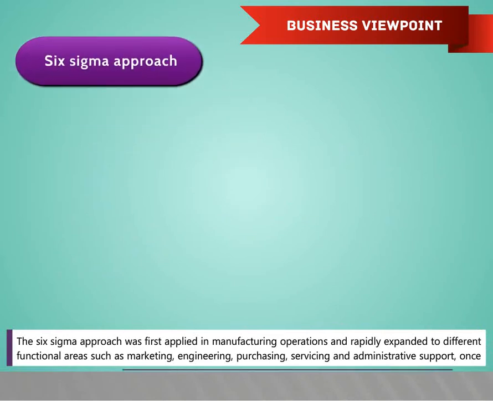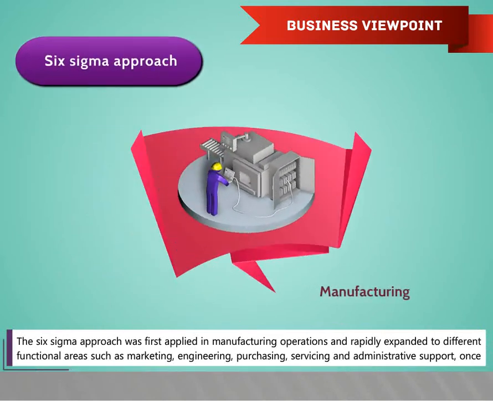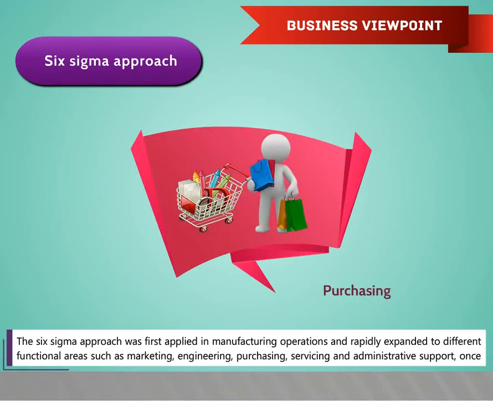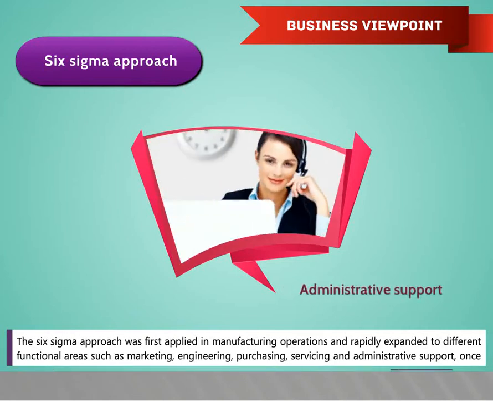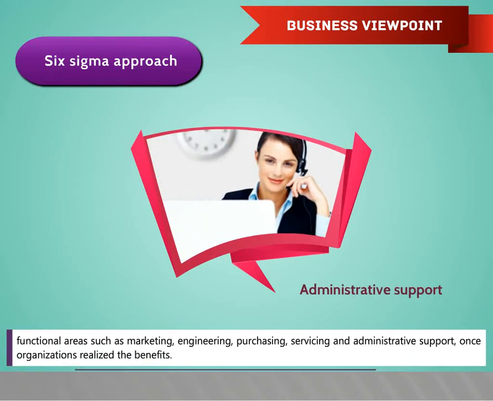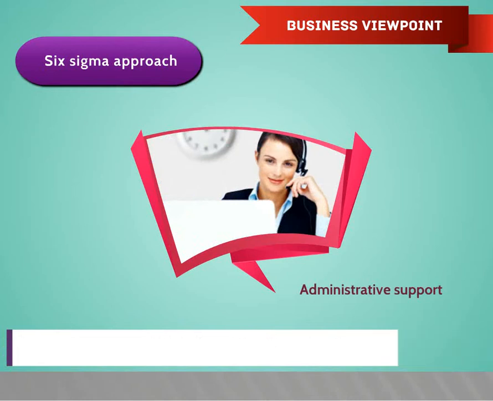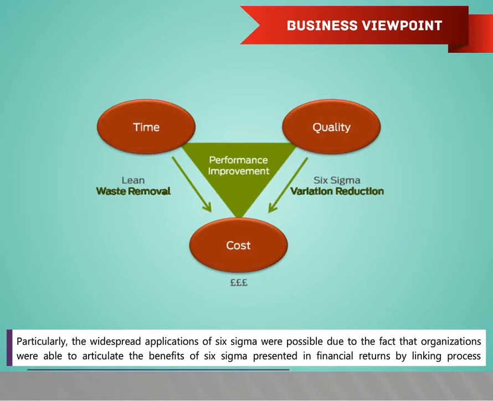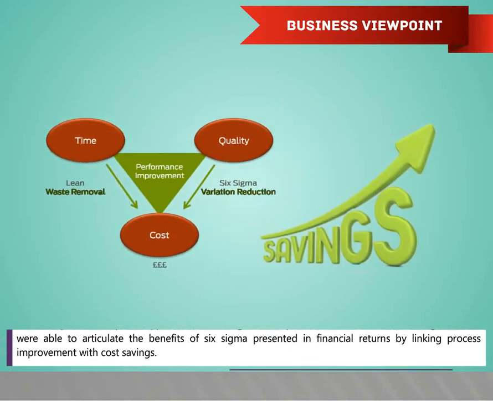The Six Sigma approach was first applied in manufacturing operations and rapidly expanded to different functional areas such as marketing, engineering, purchasing, servicing, and administrative support once organizations realized the benefits. Particularly, the widespread applications of Six Sigma were possible due to the fact that organizations were able to articulate the benefits of Six Sigma presented in financial returns by linking process improvement with cost savings.